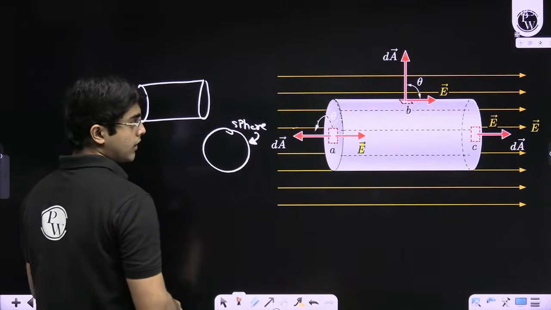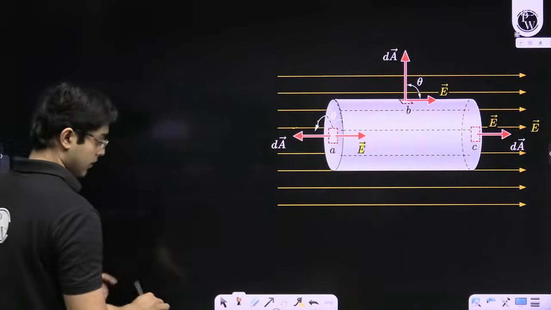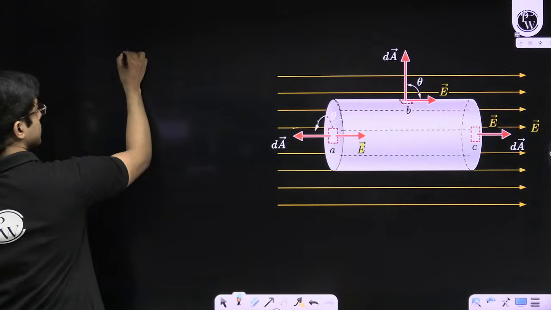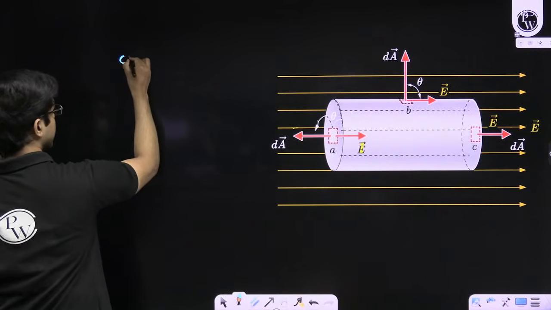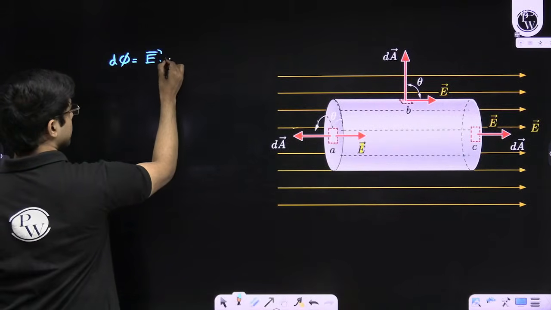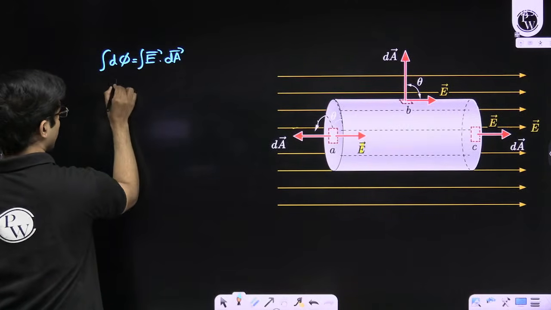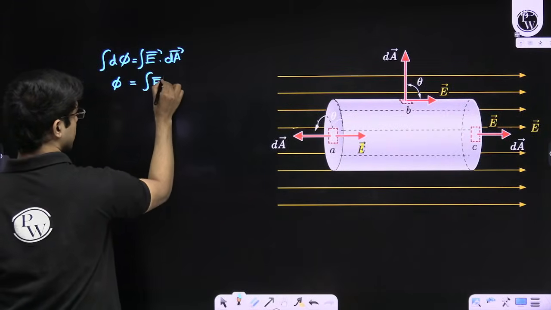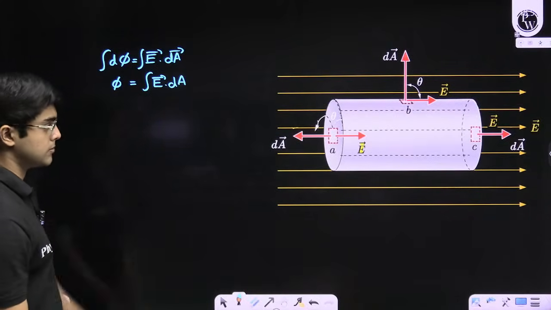So now we will try to calculate the electric flux in the case of a closed surface. For the open surface, it was simple. For the open surface, d phi was equal to E dot dA. If you want the total flux, you integrate this. So the integration of d phi will give you phi. So flux was simply the integration of E dot dA. Okay, this was the case for the open surface.